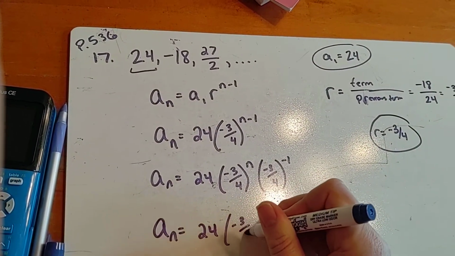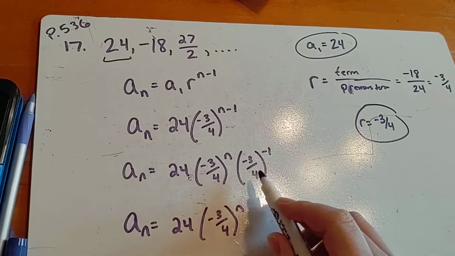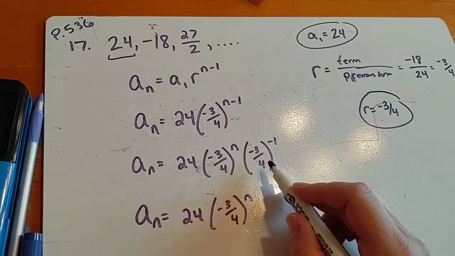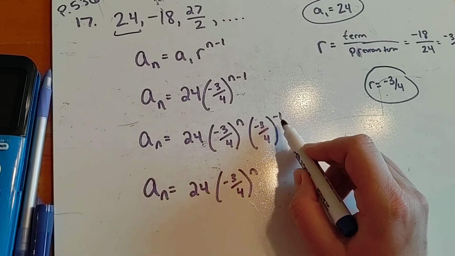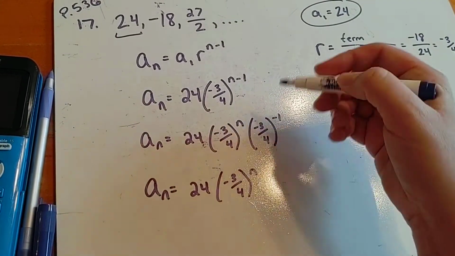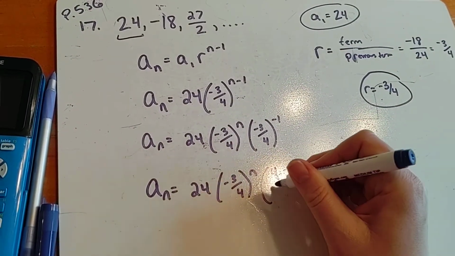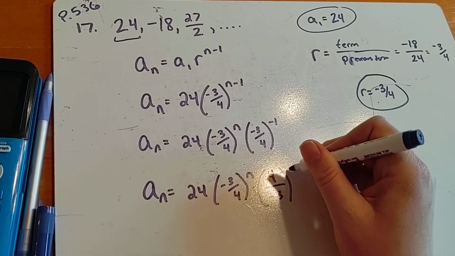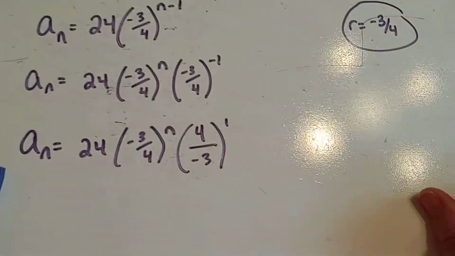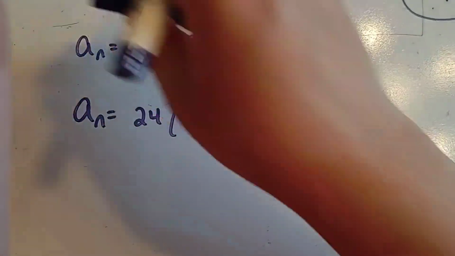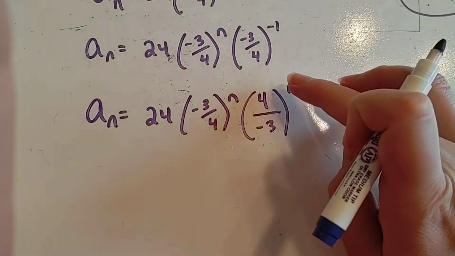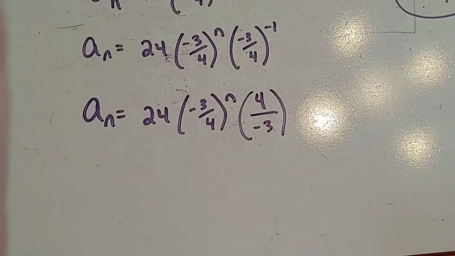24, negative 3/4 to the n power. All right, this is tricky. Negative 3/4 to the negative 1 power. I don't want to keep this exponent negative, so I'm going to flip this entire fraction and make it 4 over negative 3, all raised to the first power. Now, anything raised to the first power is just that same thing. So essentially, this is just 4 over negative 3.